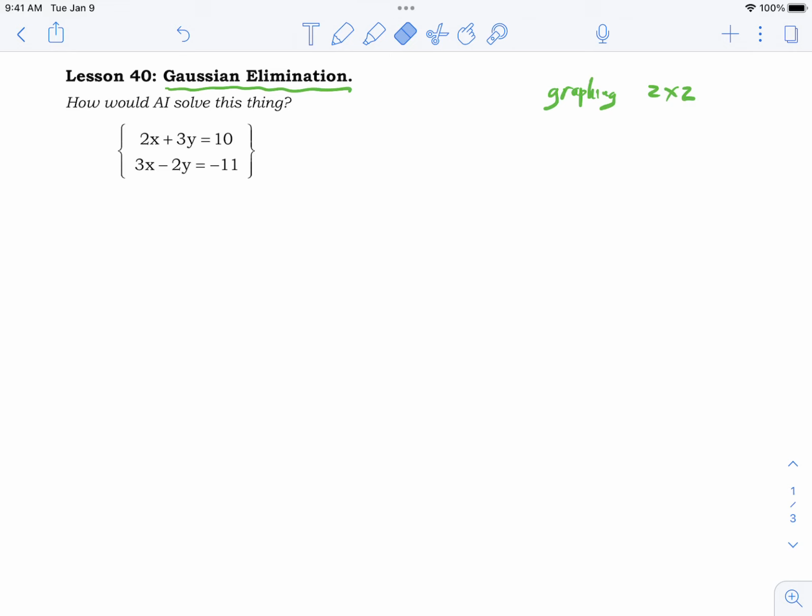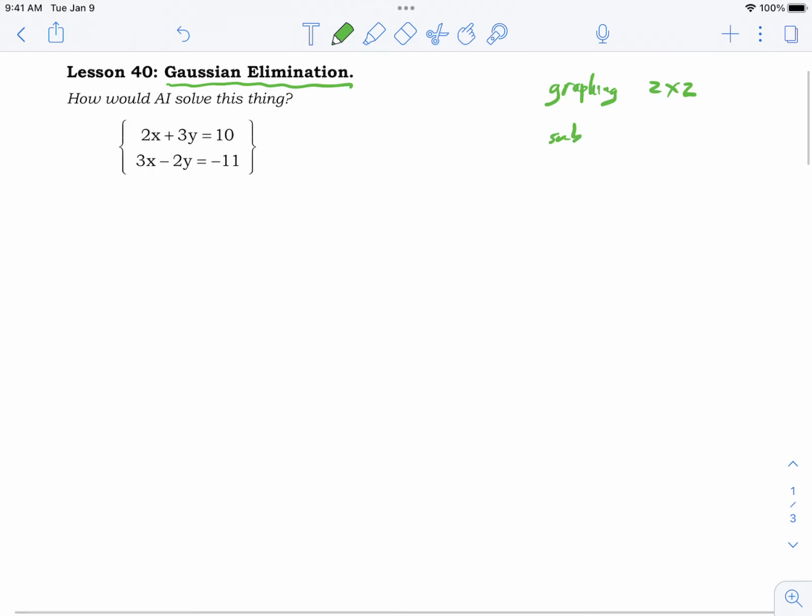Then we looked at the substitution method. And after that, we looked at the addition method. These are both really good for 2x2s or even 3x3s, maybe 4x4s. They give you the exact solution. That's a heck of a bonus, right? Because you're solving algebraically, you're getting exact solutions.